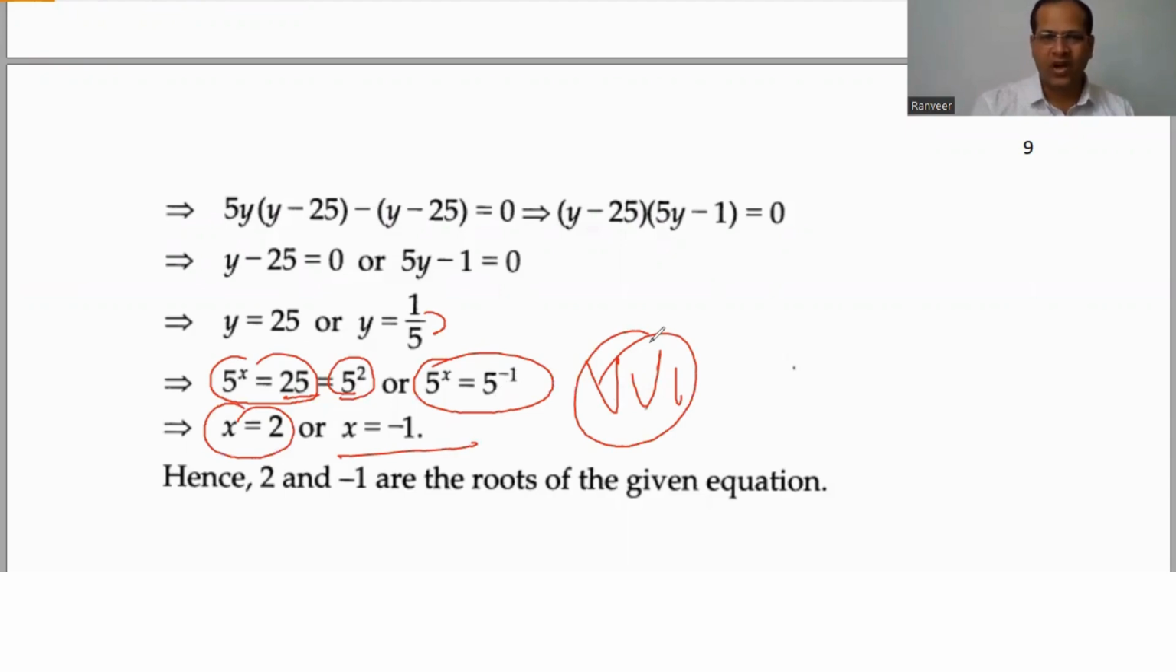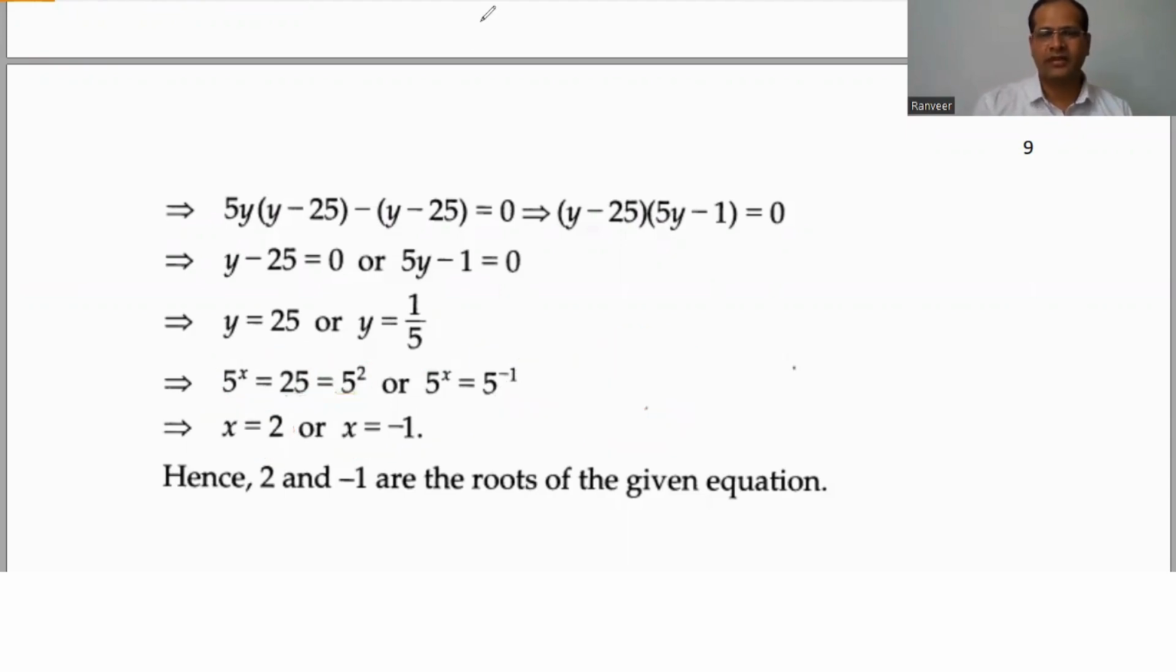So I hope all types of problems of factorization are covered. I have given a lot of problems, just solve these. Thank you.